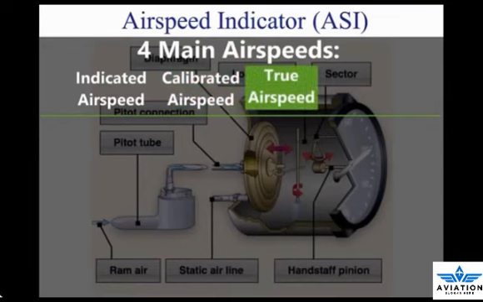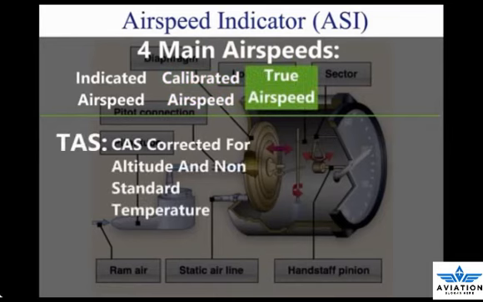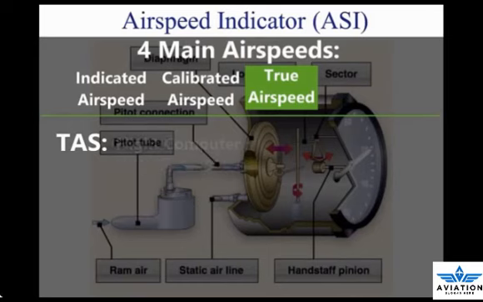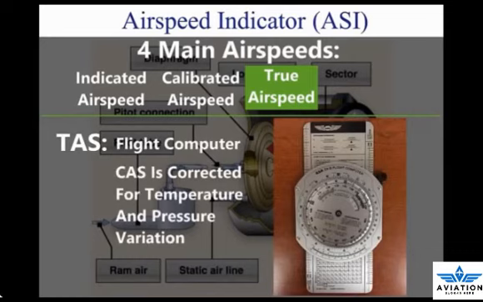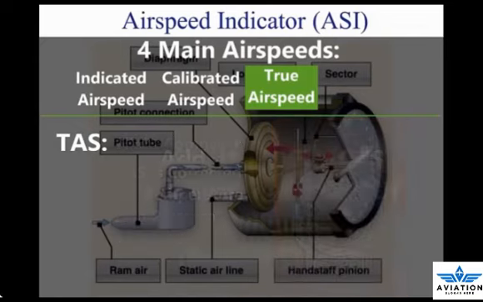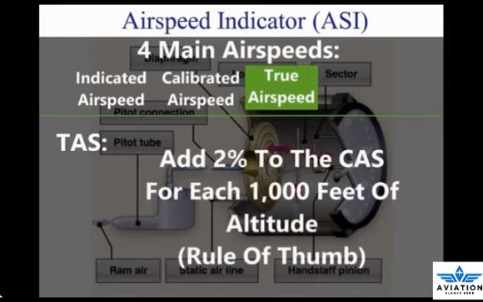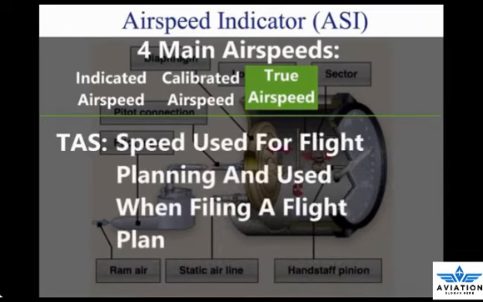3. True airspeed, TAS. CAS corrected for altitude and non-standard temperature. A pilot can find TAS by two methods. The most accurate method is to use a flight computer. With this method, the CAS is corrected for temperature and pressure variation by using the airspeed correction scale on the computer. A second method, which is a rule of thumb, provides the approximate TAS. Simply add 2% to the CAS for each 1,000 feet of altitude. The TAS is the speed which is used for flight planning and is used when filing a flight plan.